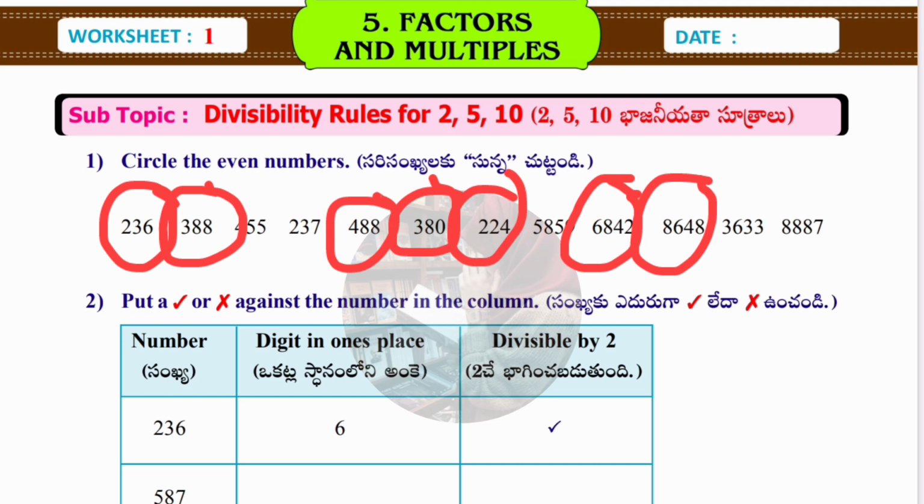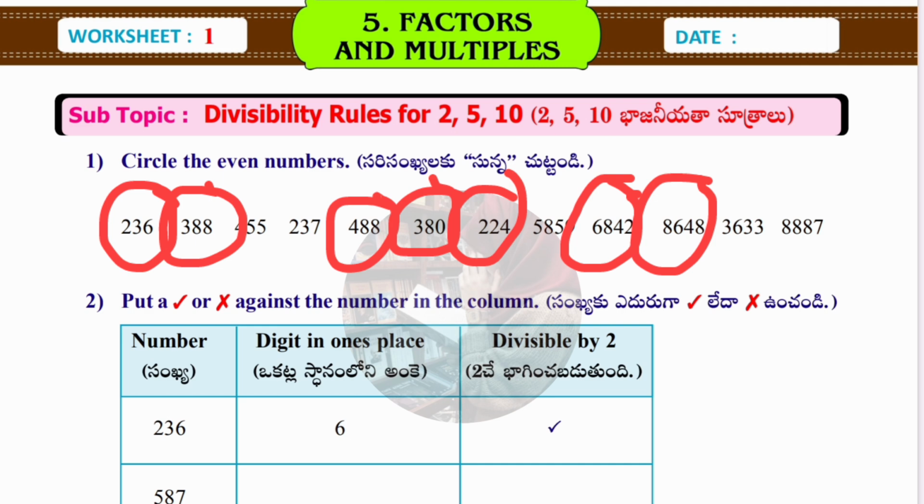So we all know the divisibility rule for 2, 5 and 10. Let's see. What is the divisibility rule for 2? When the last digit of the number is 0 or any even number like 2, 4, 6, 8, that number is definitely divisible by 2. And the divisibility rule of 5 is the last digit should be 0 or else 5. Then the given number is divisible by 5. And the divisibility rule of 10 is the last digit must and should be 0. Then only it will be exactly divisible by 10.